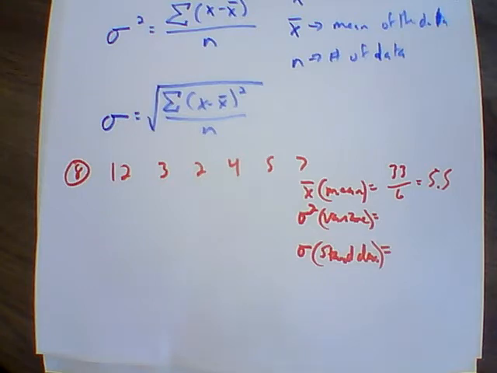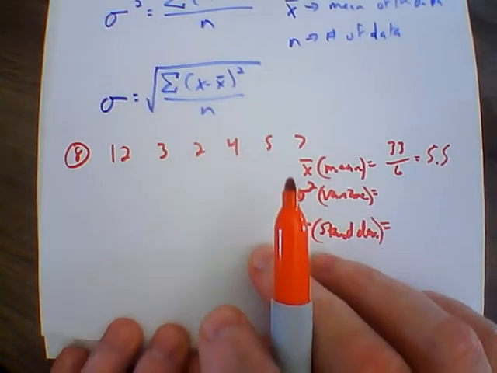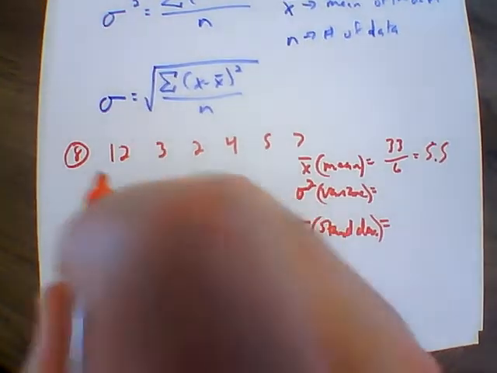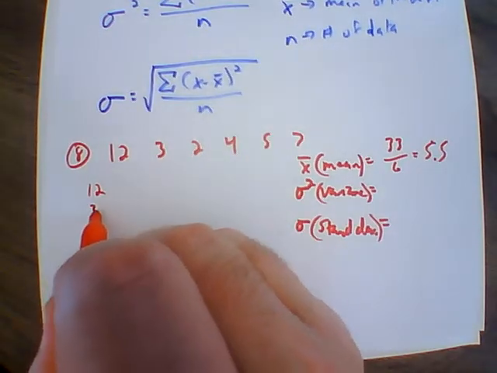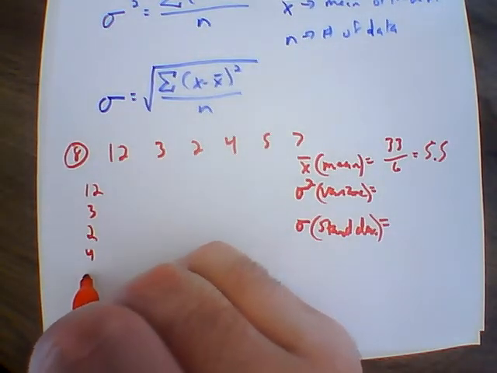Now, I have most of the calculator work done for us so that we can just move into our problem. What we're going to do now is, the easiest way to do this is we will create a table. So you'll go 12, 3, 2, 4, 5, 7.